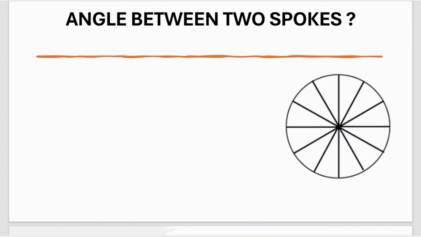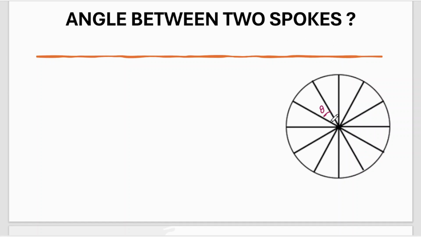So the first thing they have asked you, what is the angle between any two adjacent spokes, or you can say between any two spokes. Suppose you can see I want to know the value of theta, and if all spokes are at equidistance from each other, that means we can say they have equal angle between them. So how to find the value of theta?